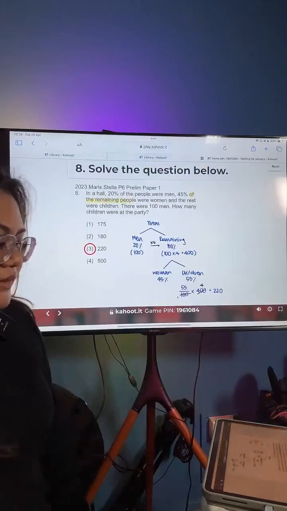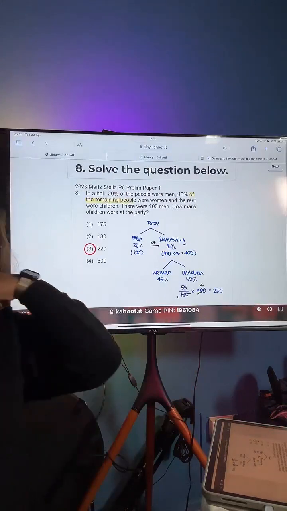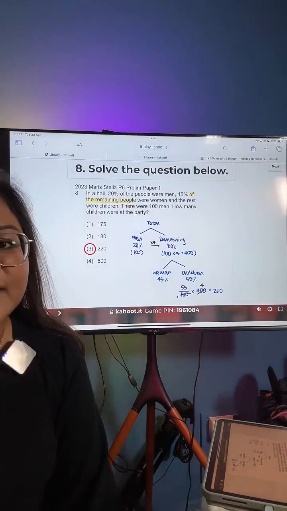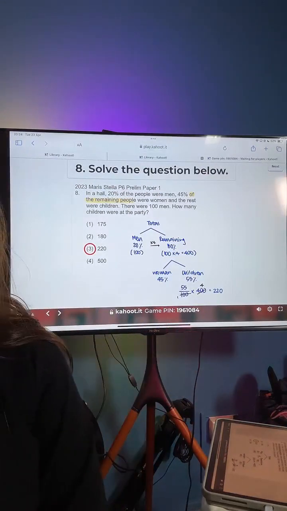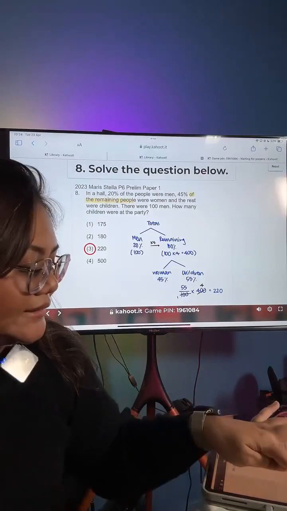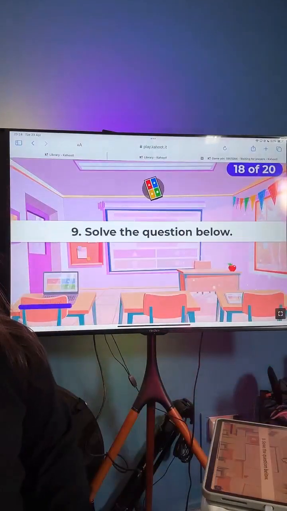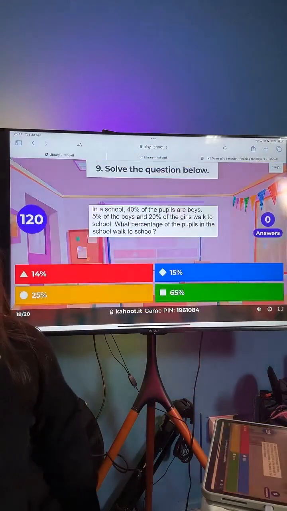Got it? All right, last question for the day. Are we ready, guys? Last question. Ready? Okay, once again, the game pin 1961084, okay? All right. Let's move on to the next question. Question number 9. Last one for the day. Solve the question below.